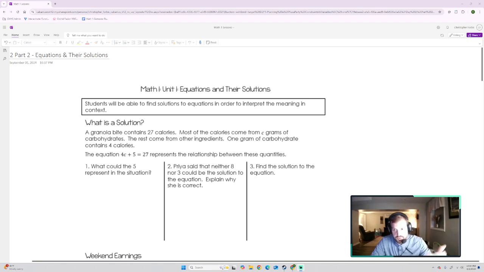Alright, so as usual we will start off with our objective in the box there, and we will continue from there. So, equations and their solutions. Students today will be able to find solutions to equations. We're going to find the solutions to an equation, which we already learned what an equation is. We're going to interpret the meaning in the context of the problem. So not only are we going to find the solution to the problem, we're also going to figure out what that means in the context of a problem, because that's what equations represent.